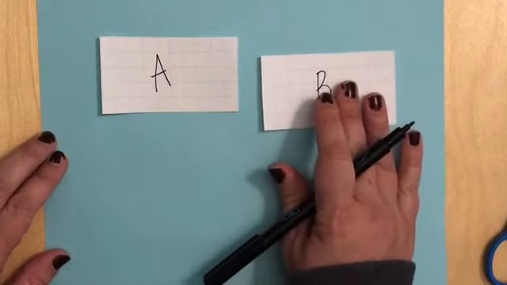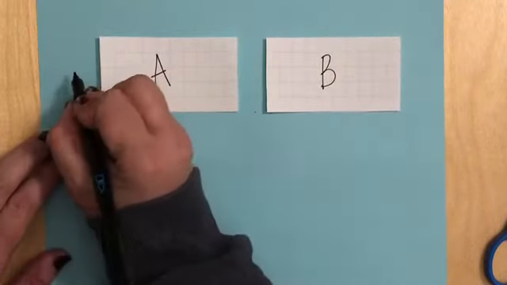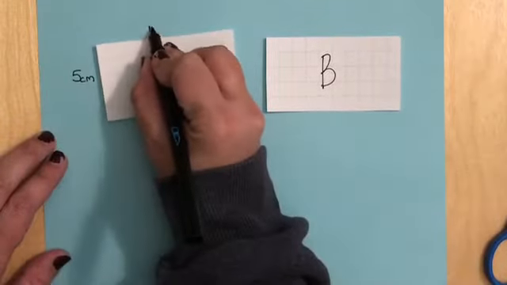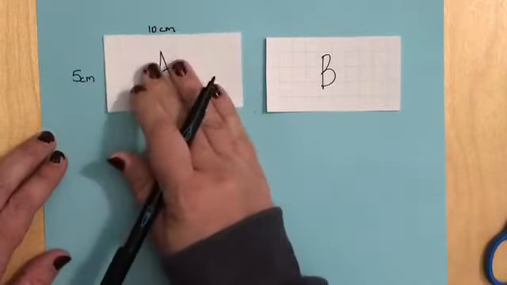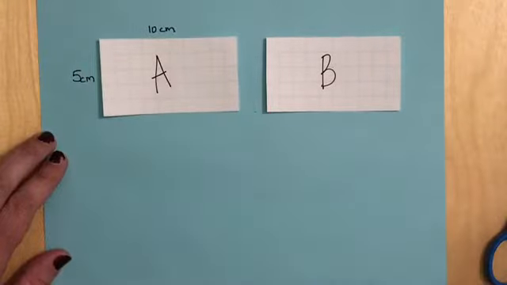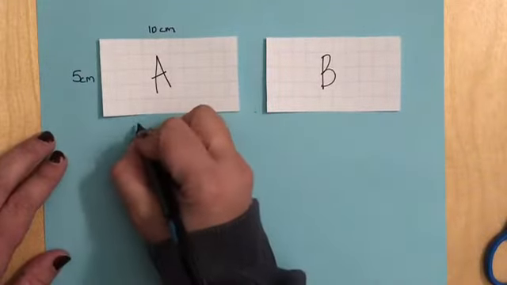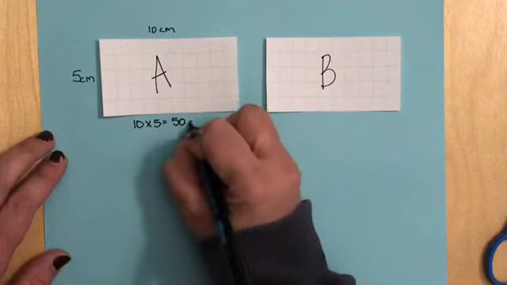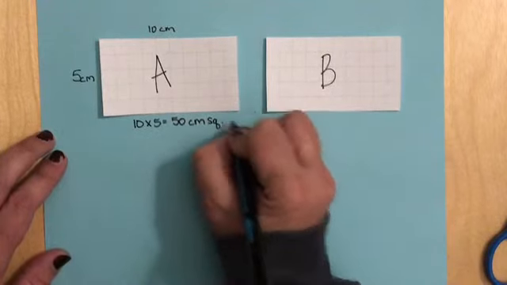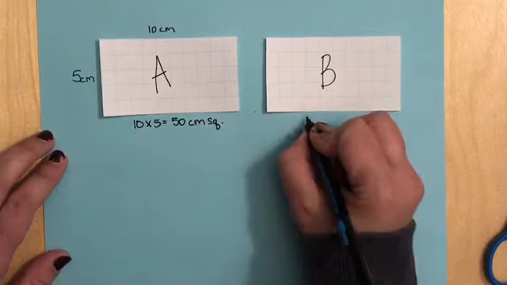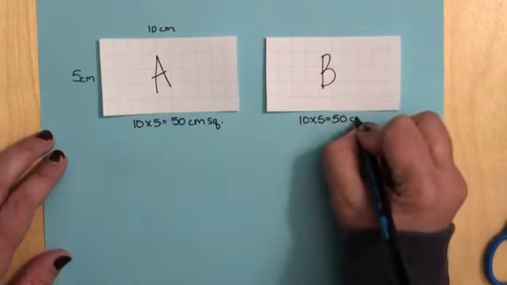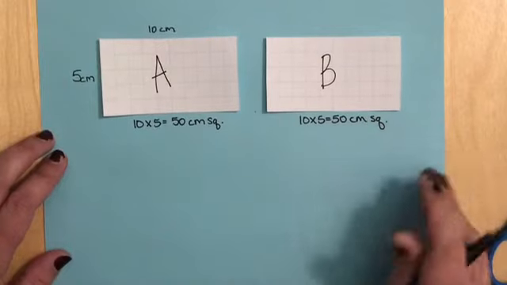If we're looking at our area for rectangle A and rectangle B, you should have thought that this is 5 centimeters by 10 centimeters. And both rectangles are exactly the same. So you should have thought that 10 times 5 equals 50 centimeters squared, or squared centimeters. And B is exactly the same. How'd you guys do?